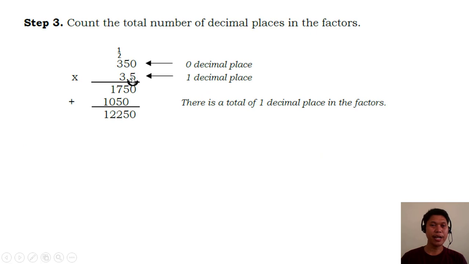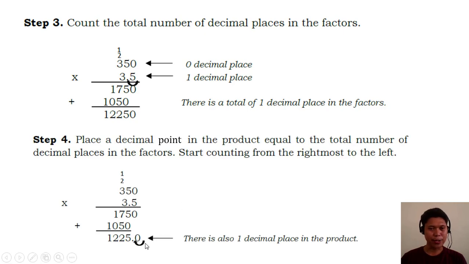Ang step number 3 naman ay bilangin natin, ayan, kung ilang decimal place or places, and then after that, ipasok natin or ilagay natin ang decimal point kung ilang decimal place ang pag-count natin dito. Okay, so yun ang mga steps in multiplying decimal numbers.